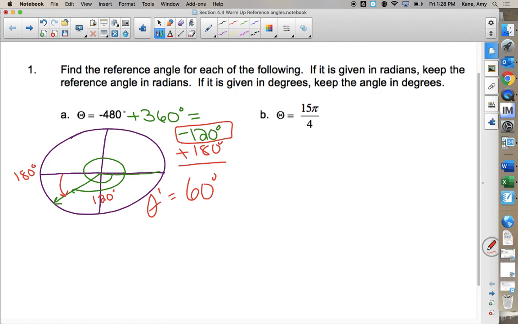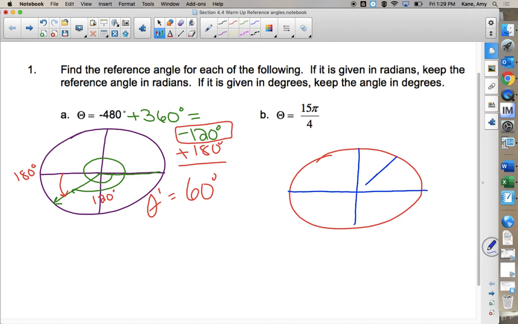Other questions? The second one, we have 15 pi over 4. Again, as Connor said, graph it. Because this is radians, we can divide our circle into 4 pieces on the top, 4 pieces on the bottom. And then you just count pieces of pi. So Odette, 15 pi over 4 would be located in the 4th quadrant. So here is 4, 8, 12, 13, 14, 15.